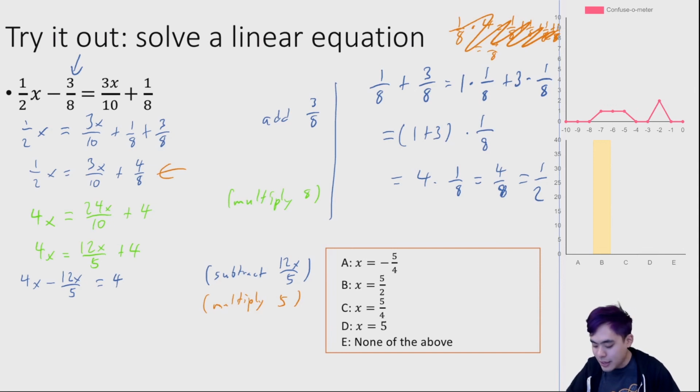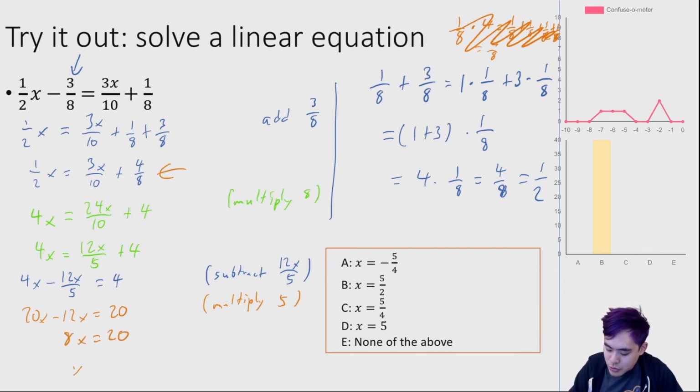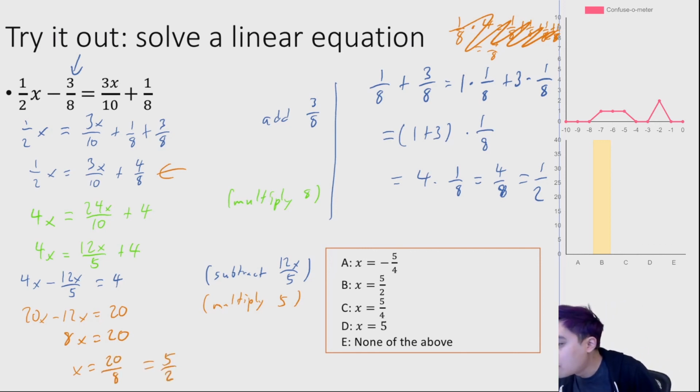X. Now we've multiplied by 5, so that gives us 20x minus 12x is equal to 20. And this we can simplify to 8x is equal to 20. And if you divide, that's x is equal to 20 over 8, which happens to be equal to 5 over 2. And you can sort of see this by multiplying using the biggest denominator. Oh, so I did that using 2 steps.